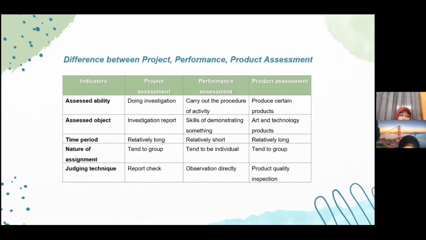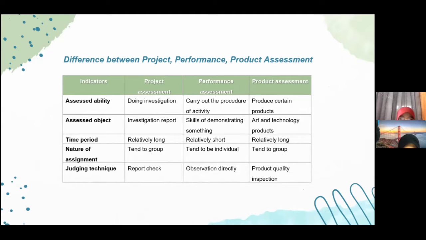Project assessment also differs from product assessment. Product assessment is used to assess the ability to make products, technology, and art. According to Kemendikbud 2016, it means that product assessment is more focused on the assessment in which there are objects that are produced. These objects include food, technological tools, and artworks. While in project assessment, the object of the assessment is the result of an investigation in the form of an investigation report.